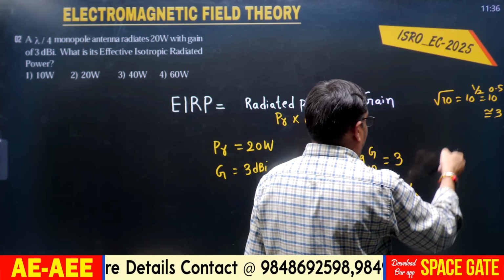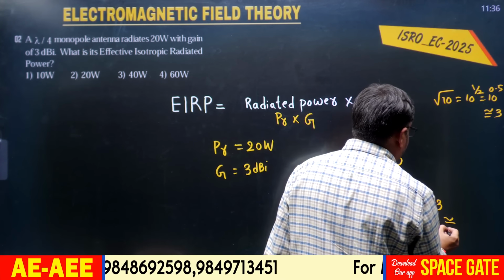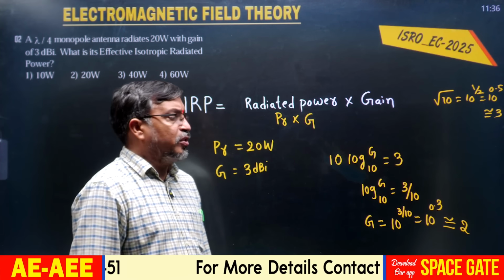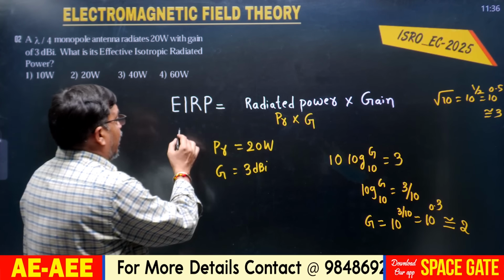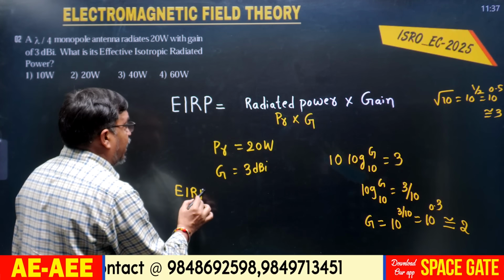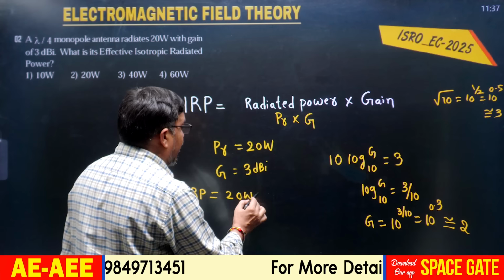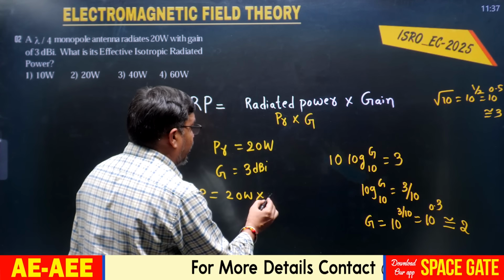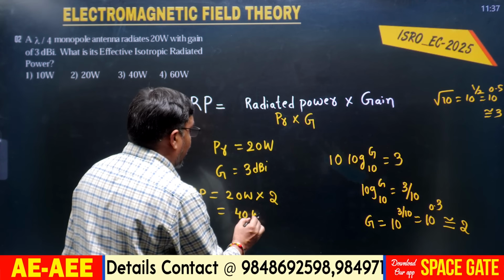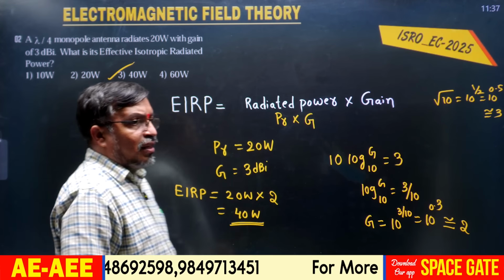So here this is 0.3, this is 0.5, and 0.3 is less than 0.5. So I am considering 10 power 0.3 as approximately 2. Then the question is asking for effective isotropic radiated power, that is EIRP. That equals radiated power, given as 20 watts, times the gain, in general value 2. So 20 into 2 is 40 watts. The answer is 40 watts. Here option 3 is the correct answer.